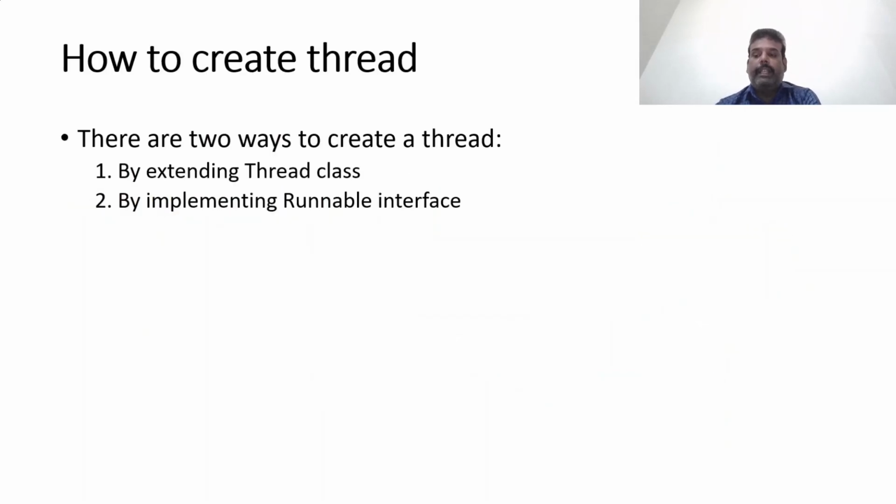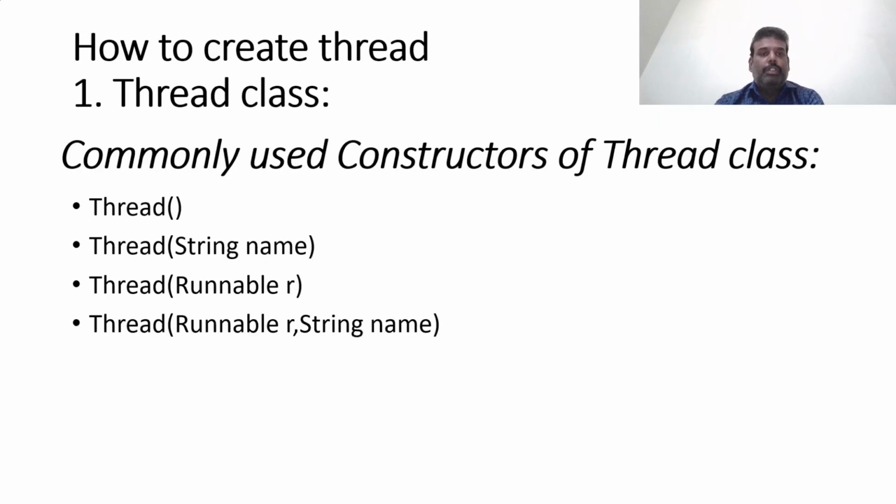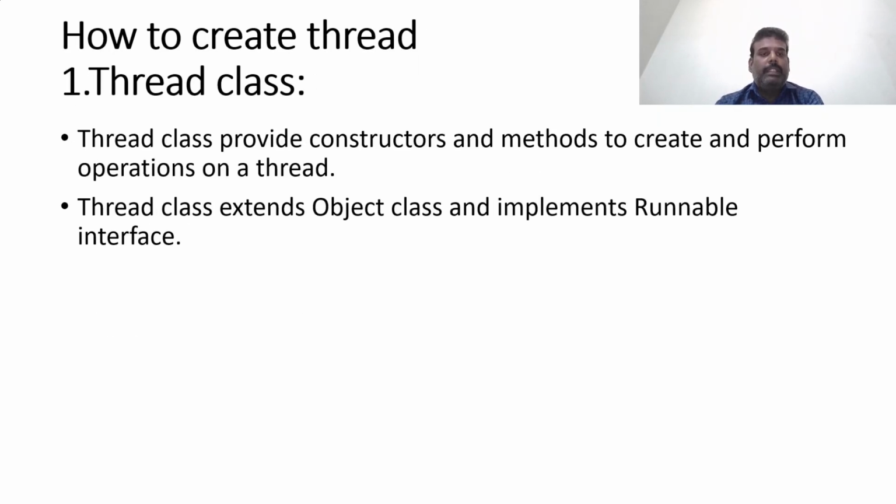So how to create threads? You can create them in two ways: by extending the Thread class, or by implementing the Runnable interface. So these are the two methods to create threads in a Java program. First, by using the Thread class. The Thread class provides constructors and methods to create and perform operations on a thread.